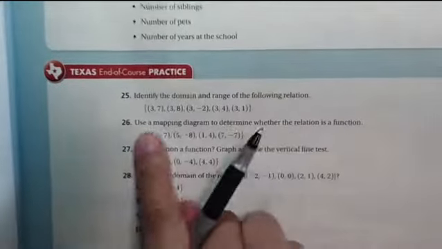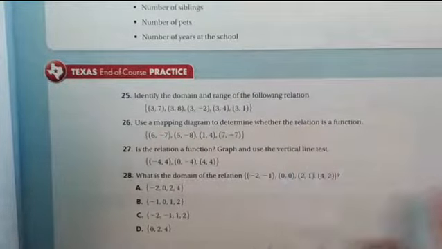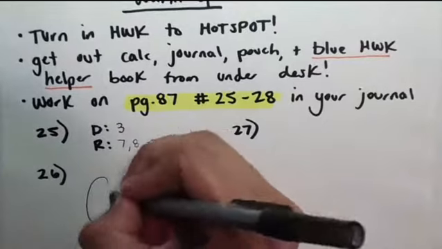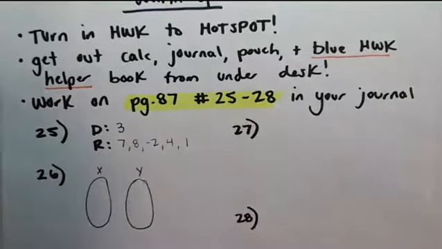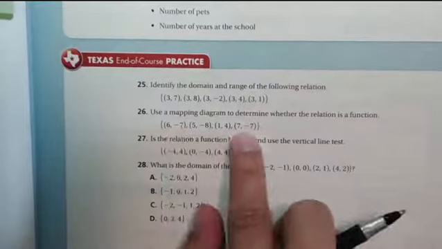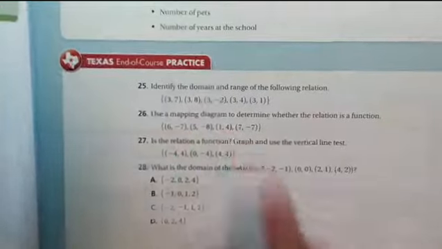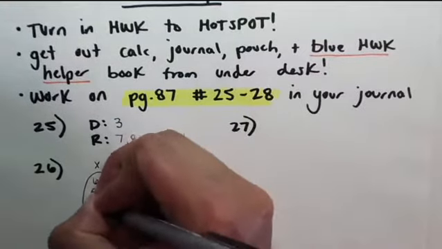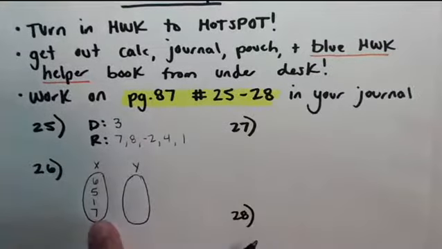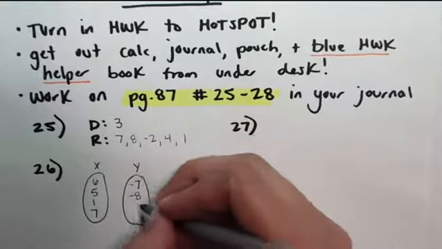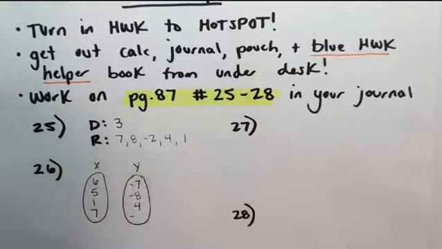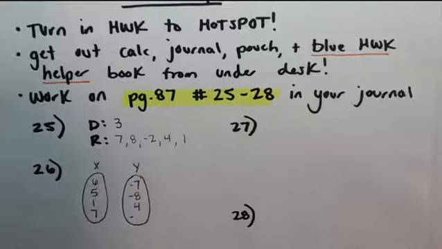26. Use a mapping diagram to determine whether a relation is a function or not. So again, mapping diagram, you should have drawn your two circles, or ovals. This first one represents the x values, the second one represents the y values. So if I'm looking at the ordered pairs, I'm identifying the x's and the y's. So the x's are 6, 5, 1, and 7, so 6, 5, 1, and 7 will go in the x bubble. The y values are -7, -8, 4, and -7 is already listed there, so I don't need to list it again.